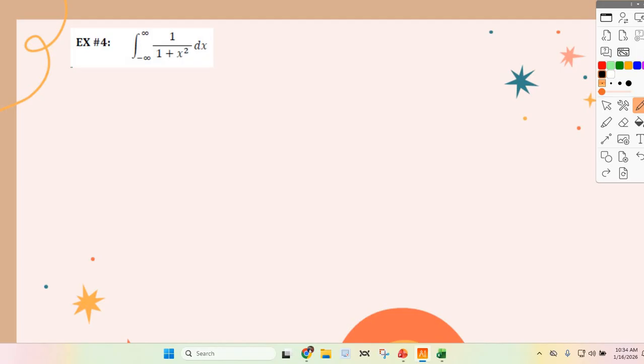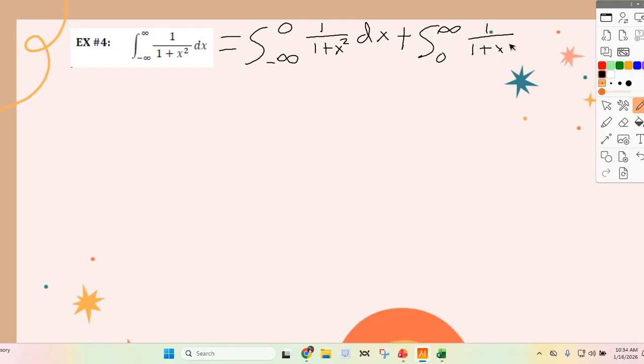All right. So what's the number that is in between negative infinity and infinity? That's what we're going to split it at. 0, which is usually what we're going to pick unless something is going to be undefined at 0, which in this case it's not. So I'm going to go from negative infinity to 0 of 1 divided by 1 plus x squared dx, plus the integral from 0 to positive infinity of 1 divided by 1 plus x squared dx. So far, so good.